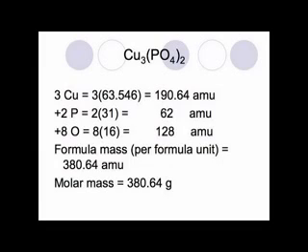And then we do the same thing for the oxygen. The subscript on oxygen in the phosphate ion is 4, and then we multiply 4 by the subscript outside the parentheses to show that there are 8 oxygens. So 8 times 16 atomic mass units gives us a total of 128 atomic mass units of oxygen. We add those together for our formula mass. So per formula unit, copper(II) phosphate has a mass of 380.64 atomic mass units. Its molar mass has the same number, 380.64, but the units would be grams per mole rather than AMU. So the molar mass is 380.64 grams.